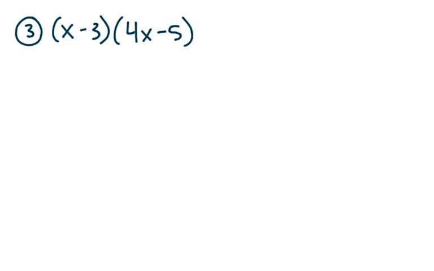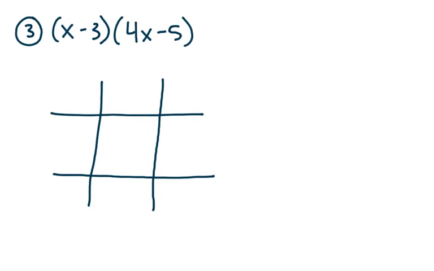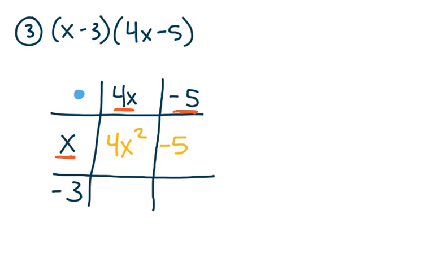Example number 3, I'll do in a box grid for those of you using that method. So I'll start off with my tic-tac-toe board, and I'll just fill it in with what I was given. X minus 3, 4x minus 5. And again, my operation here is multiplication. So I'm going to first multiply my x through everything. So I'm saying x times 4x gives me a 4x squared. Next, I multiply my x by a negative 5 to get minus 5x.